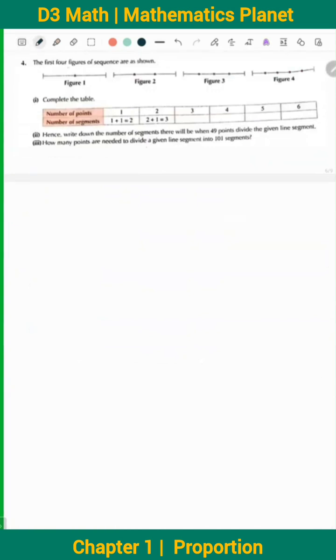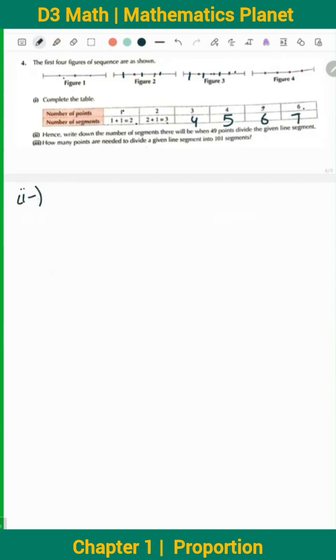Okay, the first four figures of sequences are shown. In the first line, you can see there is one dot and the line is divided into two parts. Then there are two dots and the line is divided into three parts. Then three dots and the line is divided into four parts. Four dots, the line will be divided into five parts. If there will be five dots, the line will be divided into six parts. And if there will be six dots, the line will be divided into seven parts. Isn't it easy?